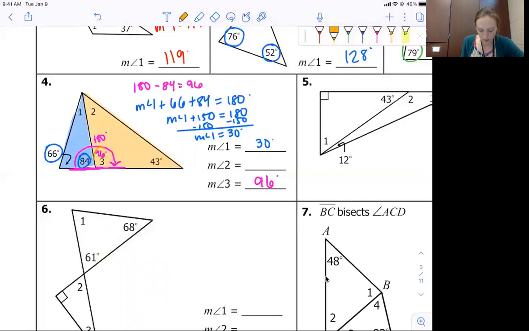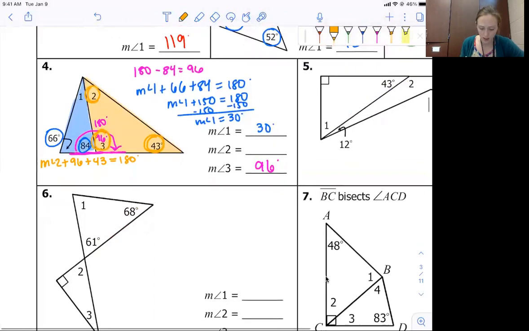So I know this angle is 96, this is 43, this is angle 2. So I'm going to take the measure of angle 2 plus 96 plus 43 and set that equal to 180. I'm inside of a triangle. When I'm working inside a triangle, angles equal 180.